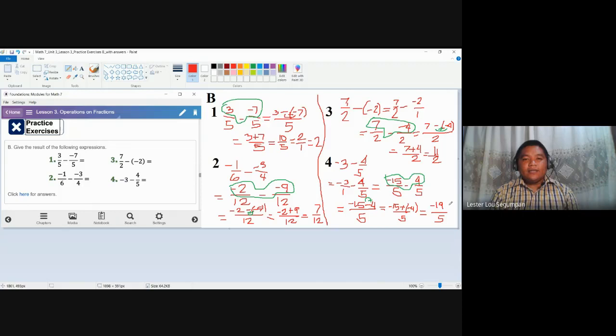So again, it's already in fractions, but we are still using the rules of signs, the properties used in discussing addition operations on integers, because the numerators of the fractions here will always go back to integers.